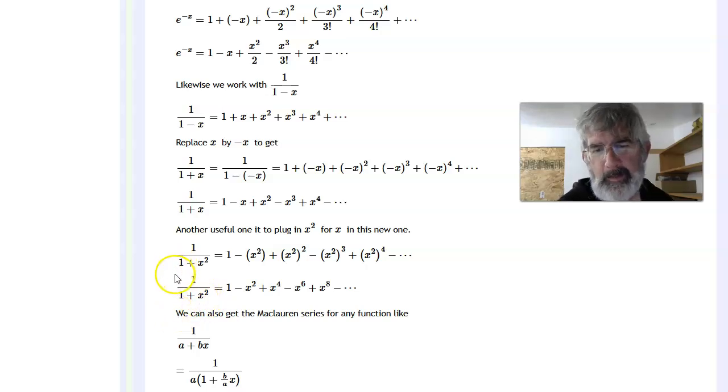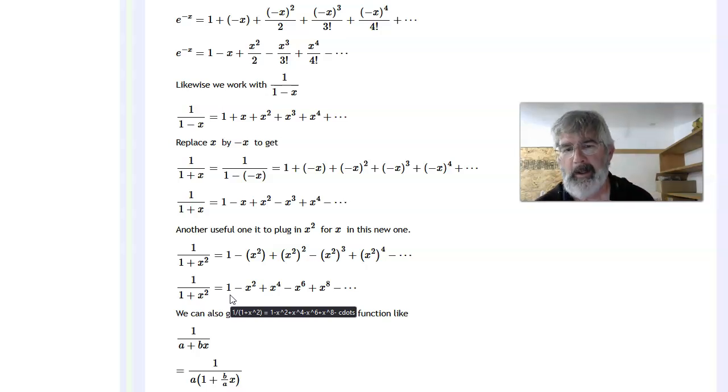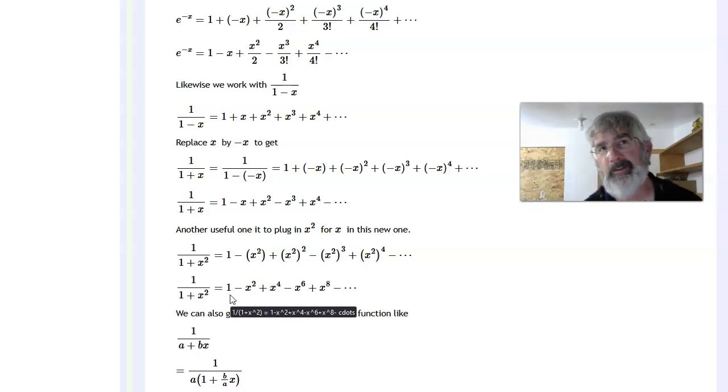The reason I like this 1 over 1 plus x squared, well, several reasons. It's kind of a cool graph. It's a bump function. But it's also the derivative of the arctangent, which I'm going to get to in a future video.